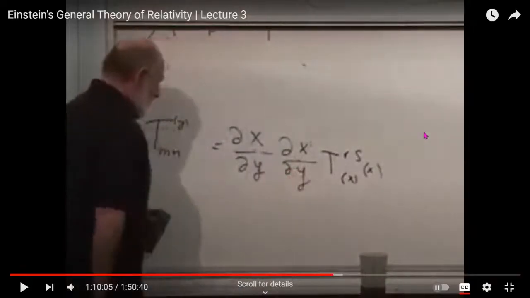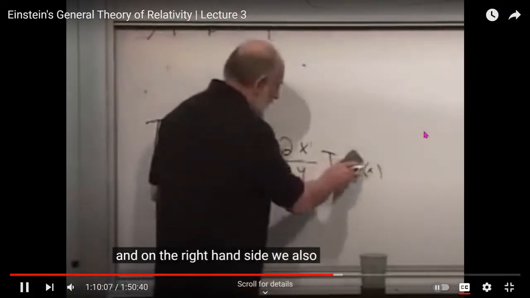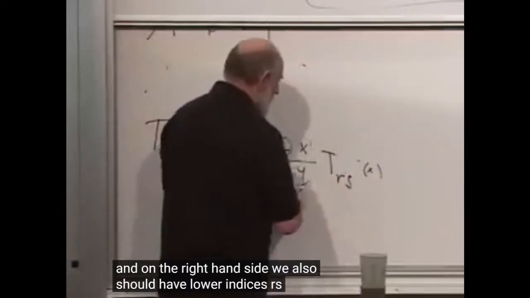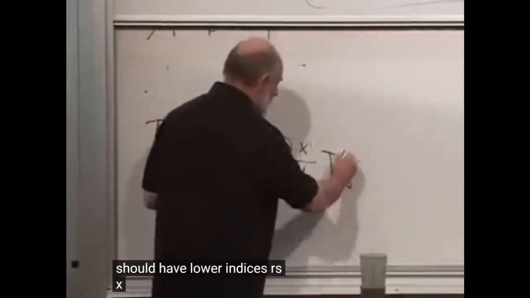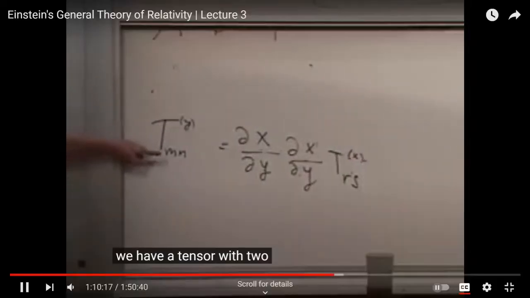I don't have a geometric interpretation of what he's trying to do. That's the problem. And on the right-hand side, we also should have lower indices, r, s, x. We have a tensor with two downstairs.